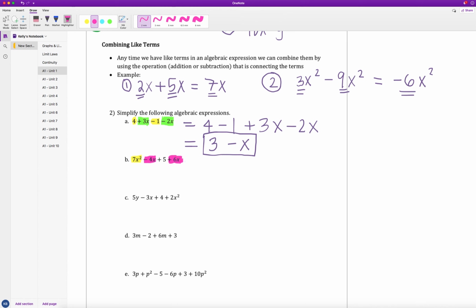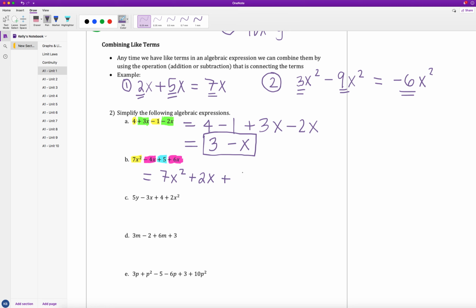Let me highlight the plus sign too. And then my last term in here is this plus 5, which again doesn't have any other like terms with it, so there'll be nothing to combine it with. I'm going to go ahead and do all the simplification in one step here. So the 7x squared is going to stay because there's no other like terms to combine it with. The negative 4x and the positive 6x I can combine by adding their coefficients. So negative 4 plus 6 will give me a positive 2, and I'll end up with positive 2x.